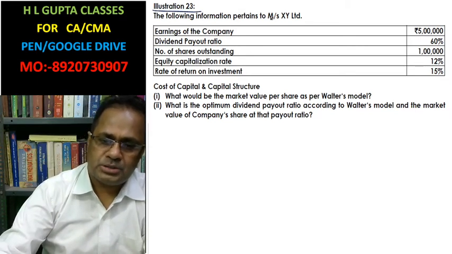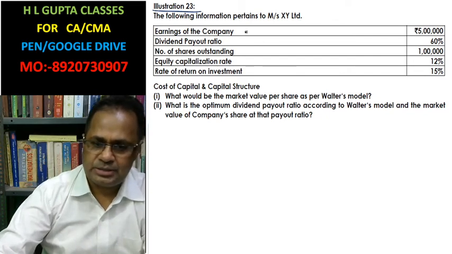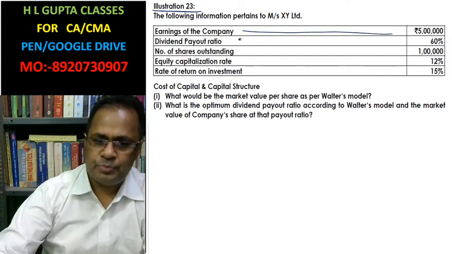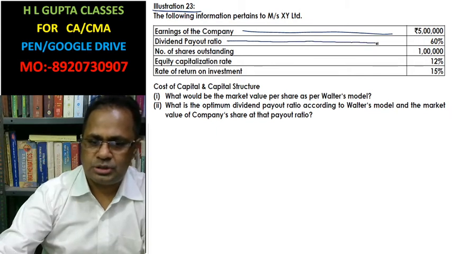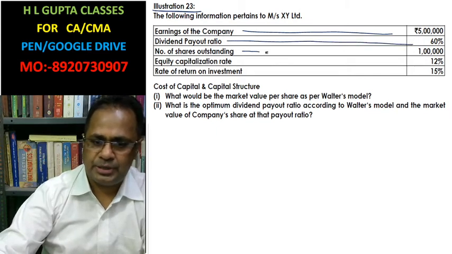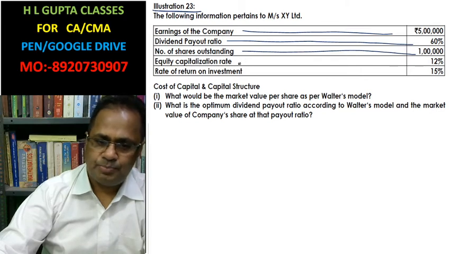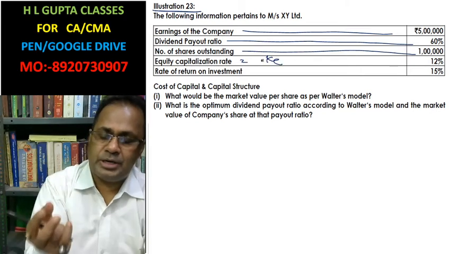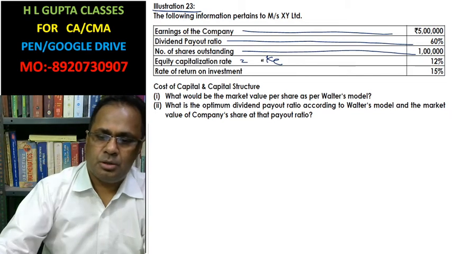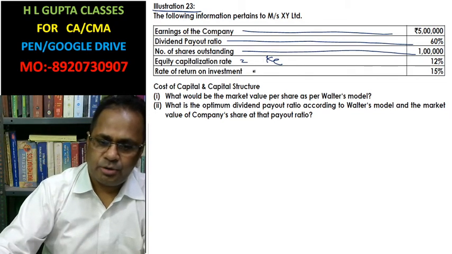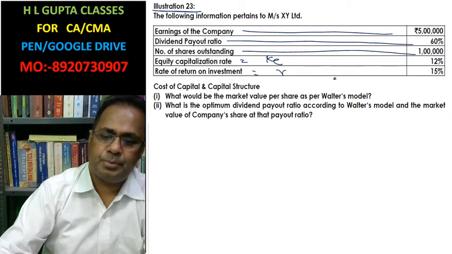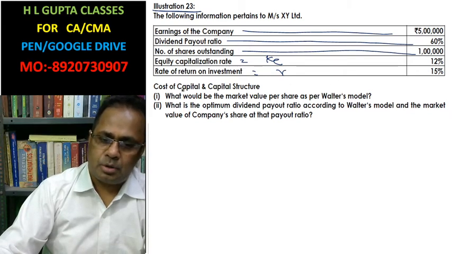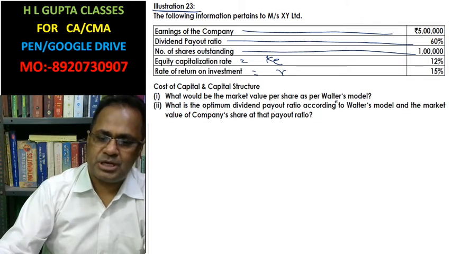The following information pertains to Mr. XY. Earnings of the company are rupees 5 lakh. Dividend payout ratio is 60%. Number of equity shares is 1 lakh. Capitalization rate, the cost of equity, is 12%. Rate of return on investment, R, is 15%. What should be the market price per share as per Walters model?